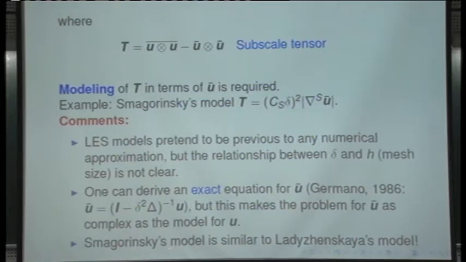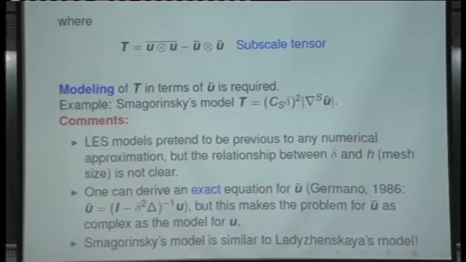And the other thing is that Smagorinsky's model, after all this reasoning, is similar to a model that Ladyzhenskaya introduced, not with the length scale equal to the mesh size, but just a length scale. She proposed that model in the 50s already, just by intuition. And by the way, she showed that if you do that, the solution exists and is unique.